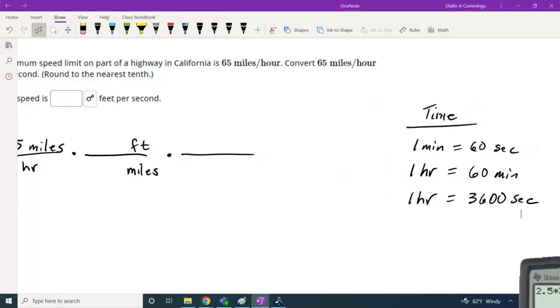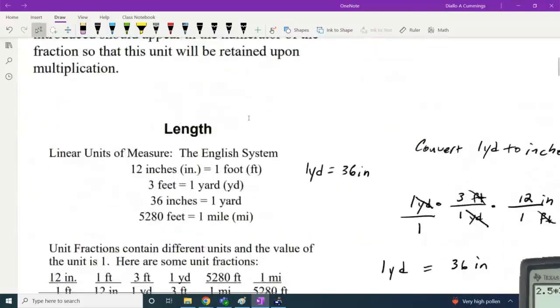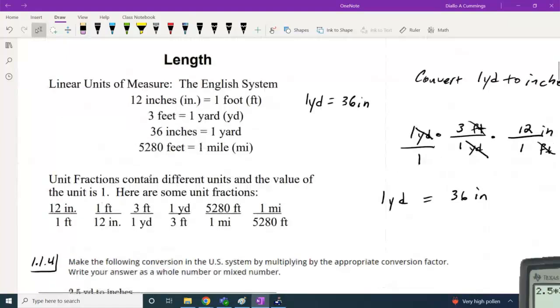For my last unit fraction, I want to convert hours to seconds. So I'm going to put hour in the numerator, because once we go back and multiply, the hour is going to cancel. And I'm going to put seconds in the denominator. So now I'm just going to write out the conversions. 1 mile is 5,280 feet.